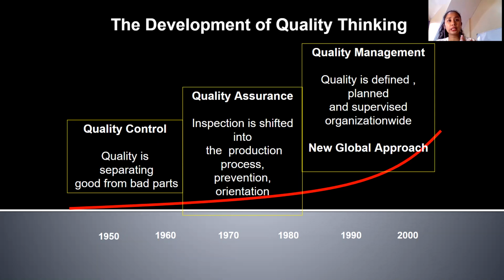Hanggang naging quality assurance in the 80s. Inspection shifted into production process, prevention, and orientation. Ibig sabihin, mas naging wide yung scope in maintaining quality. Pero now, in the new millennia, class, nagkaroon na daw, excuse me, quality management. Quality is defined, planned, supervised, and organization-wide. Sobrang lawak na ng scope ng quality, class.